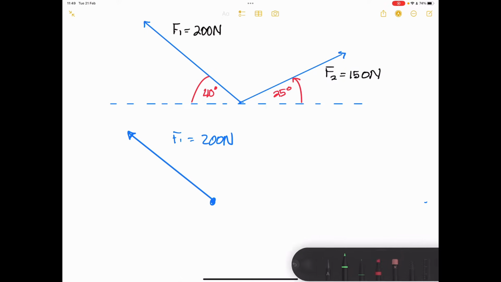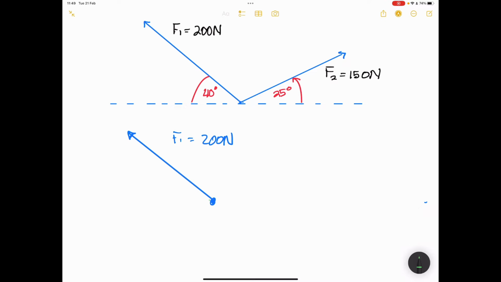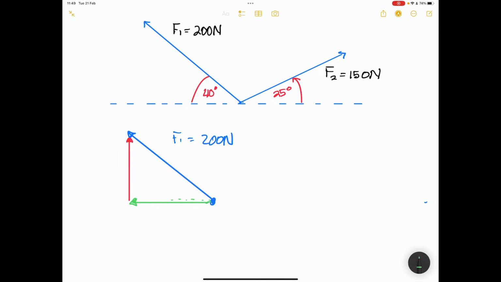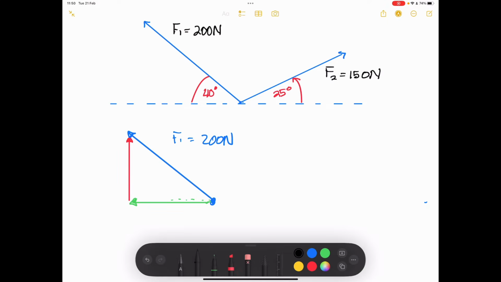Now, what we're going to do is resolve force F1 into its horizontal component. Okay, so there's my horizontal component there. But I'm also going to resolve it into its vertical component, which is upwards. So if you think about it, that force in green and that force in red are equivalents of F1 in the horizontal and the vertical dimension. I hope that makes sense, right?